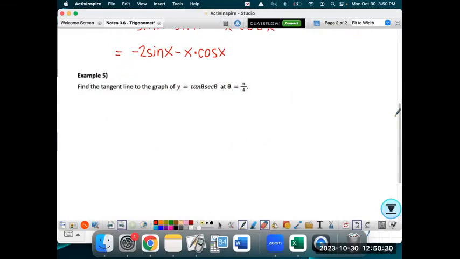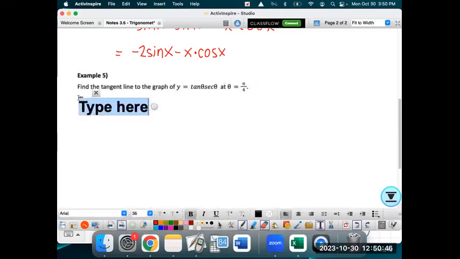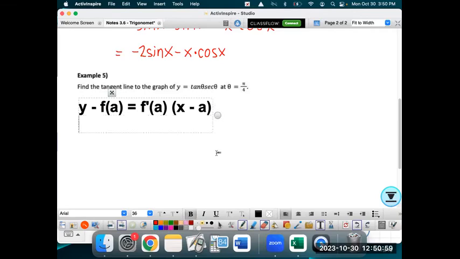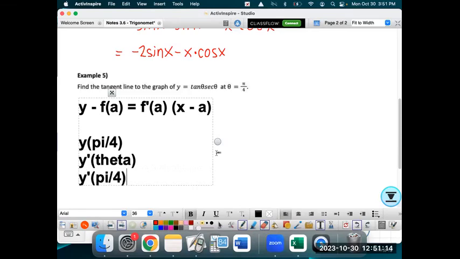Moving on to the last question, example 5. It's asking us to find the tangent to the graph y equals tan theta secant theta at theta equals pi/4. So let's keep in mind the general tangent line equation, y minus f of a equals f prime of a times x minus a. So we are going to need y of pi/4. We're going to need to know y prime of theta. And we're going to need to know y prime of pi/4.